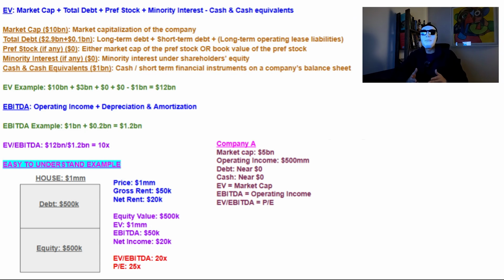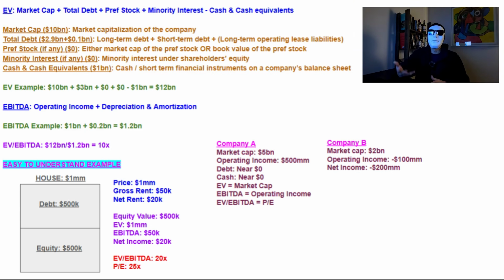However, let's assume there's company B. Let's say that this company's market cap is $2 billion, but has operating income of negative $100 million and net income of negative $200 million. Now, if we try to look at this company based on PE ratio, we'll have a negative figure. And if our investment principle is to invest in low PE ratio companies, we may just ignore this company as a whole. However, in some cases, that may not be a smart decision to make.